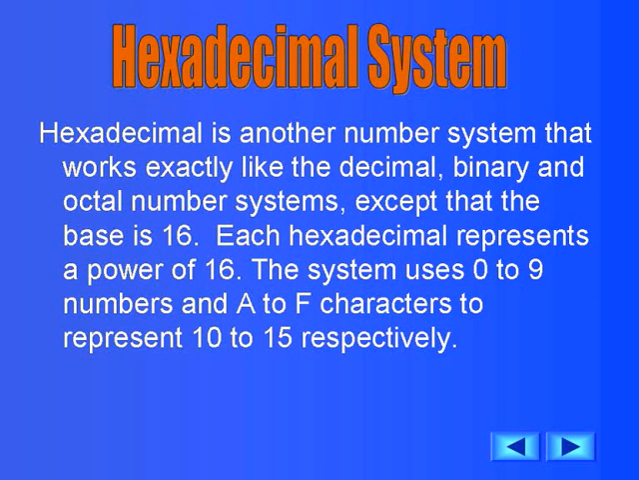Hexadecimal system. Hexadecimal is another system that works exactly like the decimal, binary and octal number systems, except that the base is 16. Each hexadecimal digit represents a power of 16. The system uses the numbers 0 to 9 and the characters A to F to represent 10 to 15 respectively.